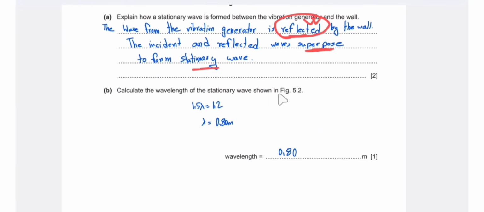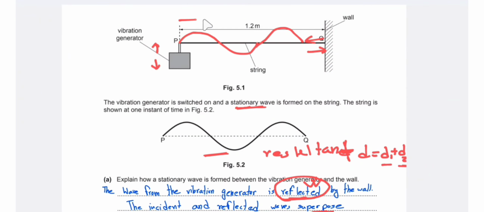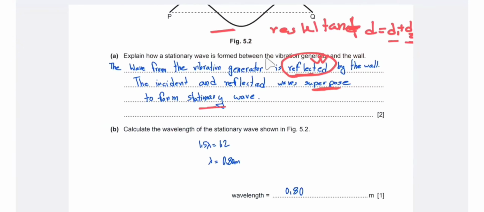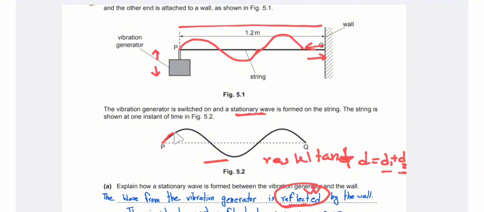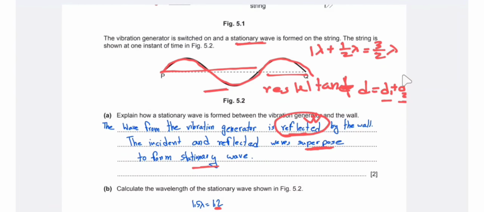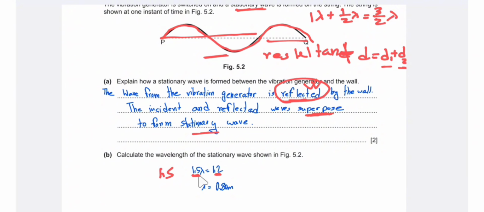Then calculate the wavelength of the stationary wave. So we need to find the wavelength. Here the total distance given is 1.2 meter, and to cover this distance, one wave is produced, one lambda, and half a wave, half lambda, is also produced. So in total 3 by 2 lambda, that is 1.5 lambda, is produced.